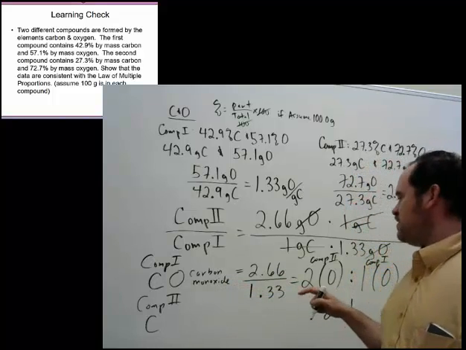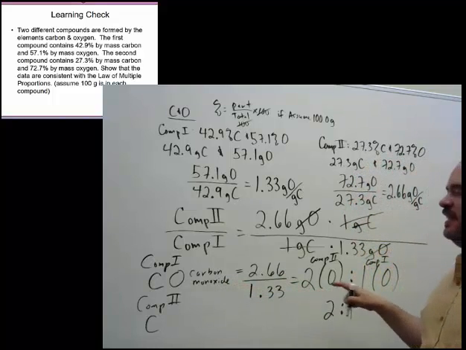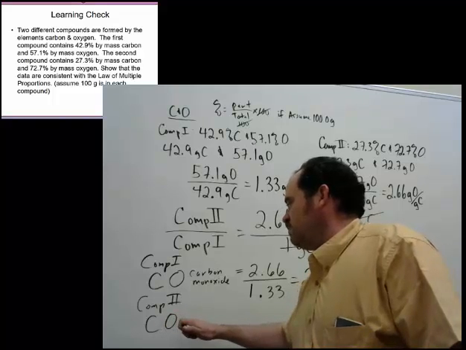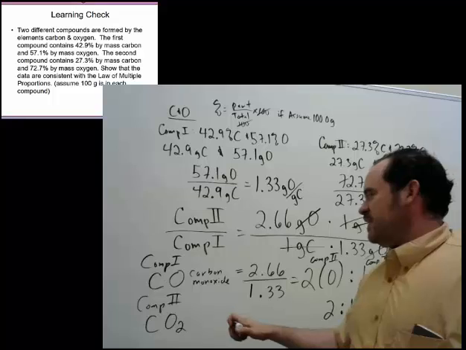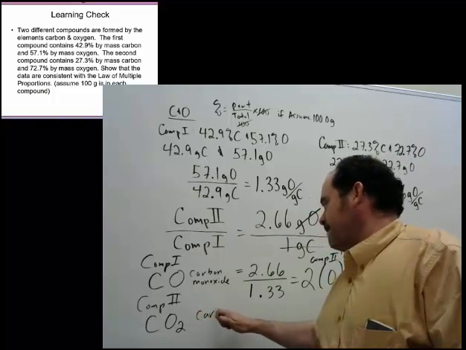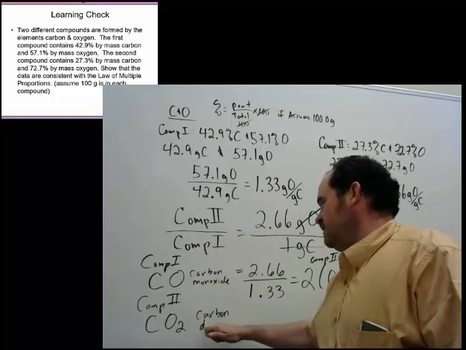Now, the oxygen, based on this derivation right here, is telling me there's twice the amount of oxygen present in compound 2 than there is in compound 1. So therefore, in compound 1, the element ratio is 1 to 1. That's CO, called carbon monoxide. But in compound 2, since it's twice the amount that is in compound 1, the ratio is 2. So that's CO2. That is carbon dioxide.